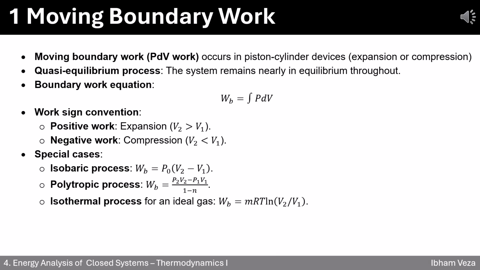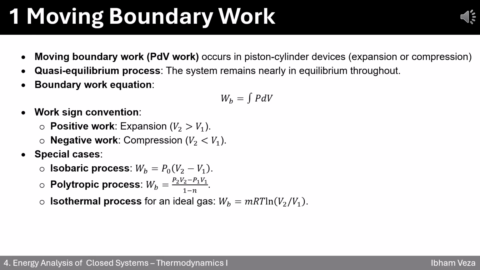Let's talk about moving boundary work. This is the type of work that happens when the boundary of a system moves, like in piston-cylinder devices during expansion or compression. It starts with a simple idea. If the boundary moves, work is done. The formula is written as W_B equals the integral of P dV. This just means we calculate the area under the pressure-volume curve.